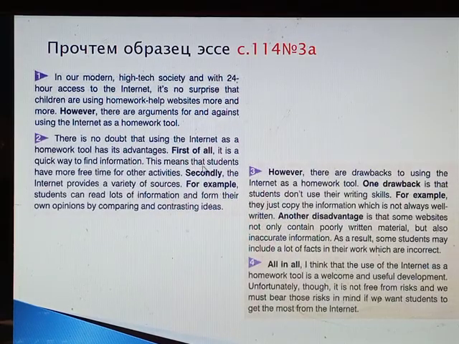Now, let's read the model of an essay. It is page 114, exercise 3A. Пожалуйста, прочтем образец эссе. Видео можно поставить на паузу или работать с учебником или с экраном. Кому как больше нравится.